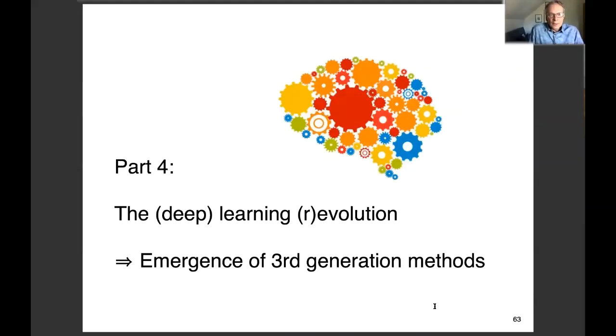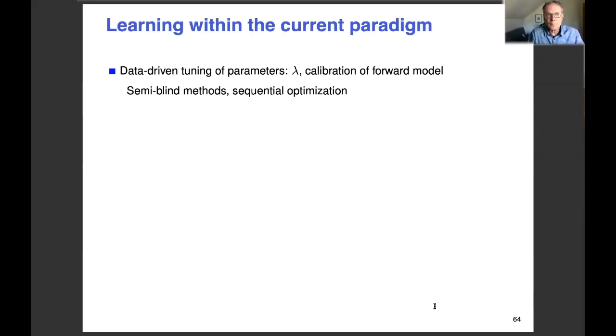Okay, now let's move to the final part of the talk, and also of the title, which is the deep learning, I would say, evolution revolution. This is really the emergence of third generation methods. I think many of you may be very interested here.